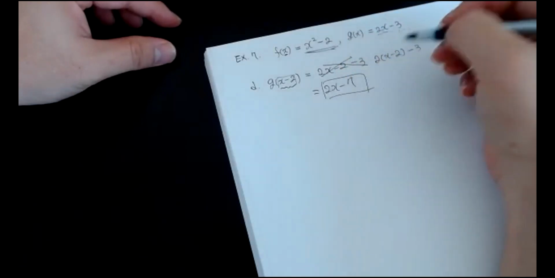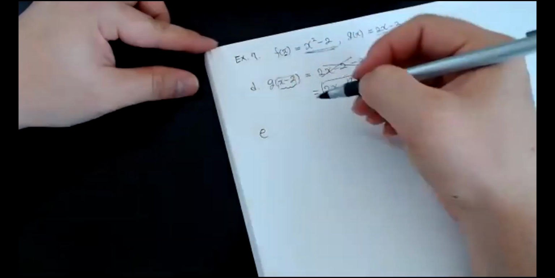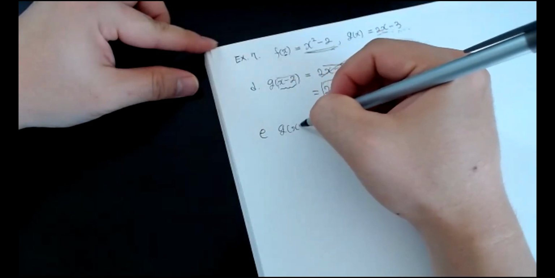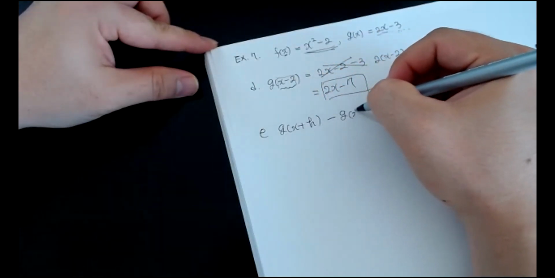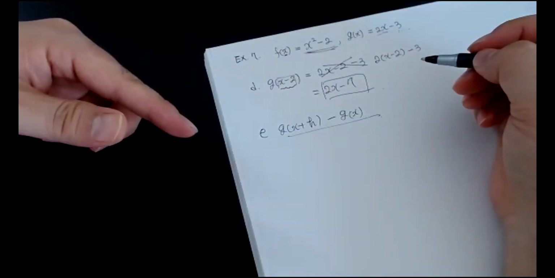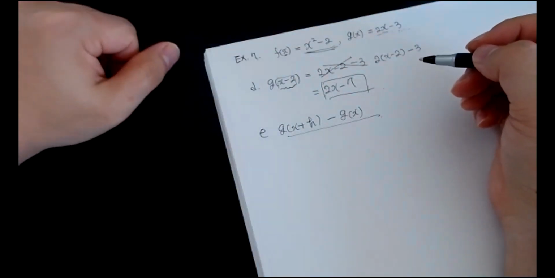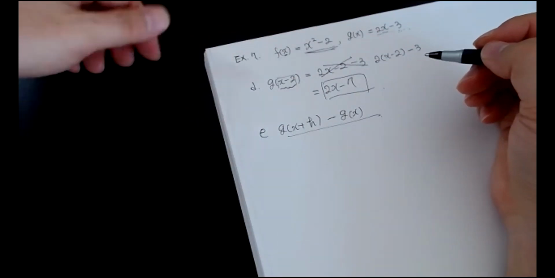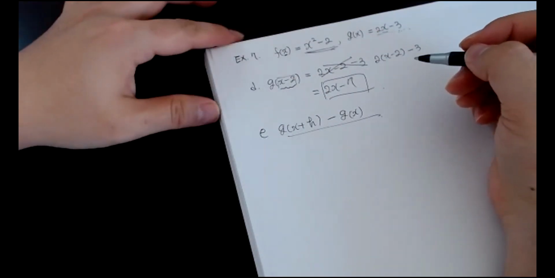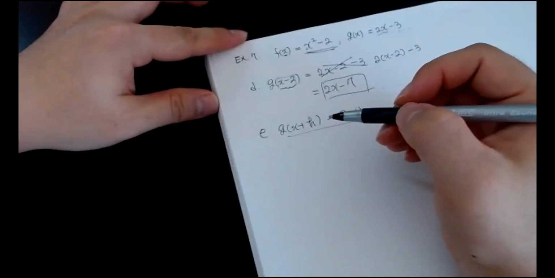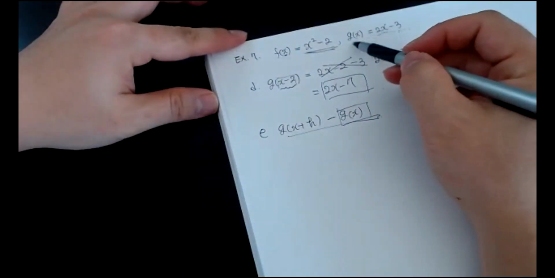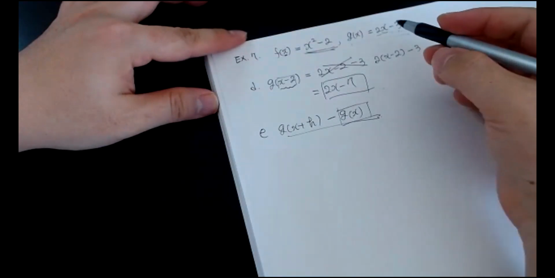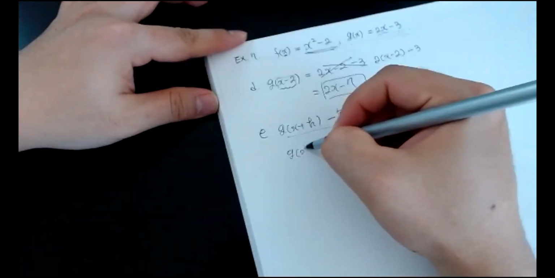And then e, g of x plus h, minus g of x. So actually, this is the numerator of the difference quotient. But we're going to see that later. So let's find out the g of x plus h. We already know g of x. This is the given problem, right? 2x minus 3. So we'll figure out the g of x plus h.